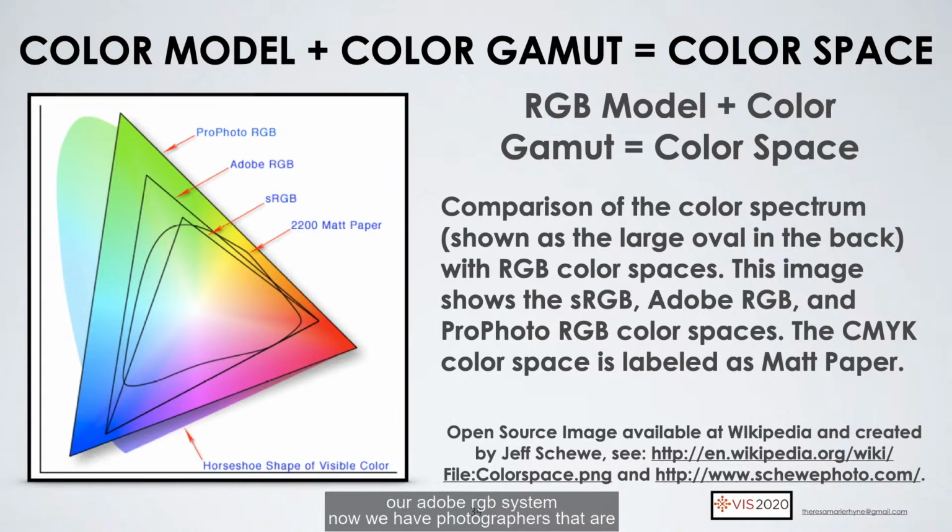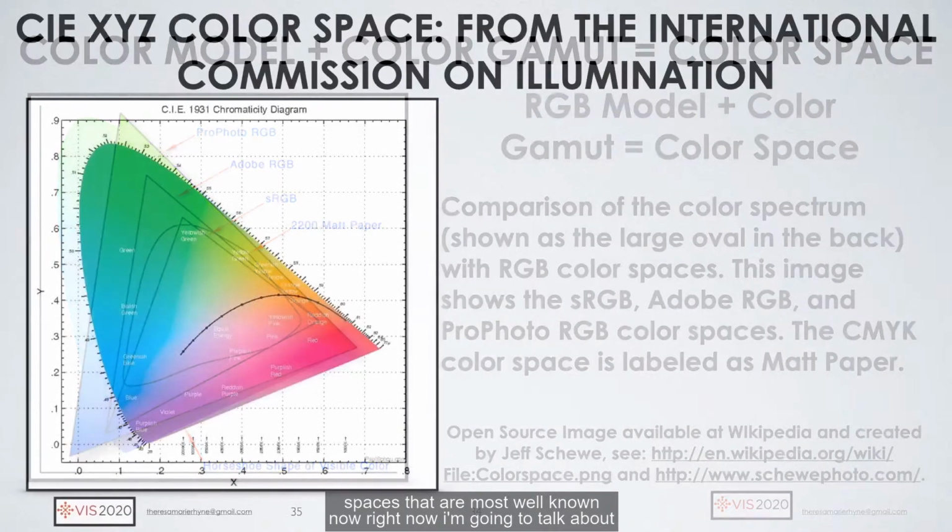Now we have photographers that are looking at digital media. This is from Kodak, and they call it ProPhoto RGB. Now, if you look at that triangle, it's possible to shoot some colors that are registered on your camera, but that you can't see them because it's outside the horseshoe range. So those are the particular color gamut spaces that are most well known.